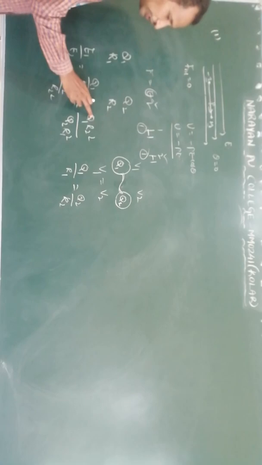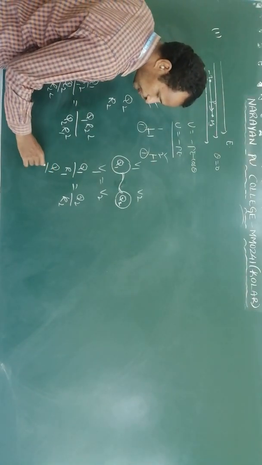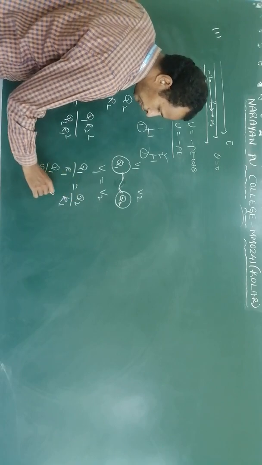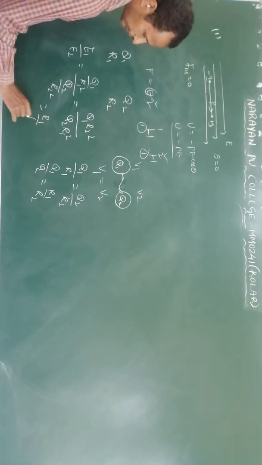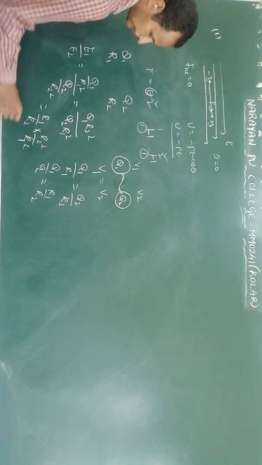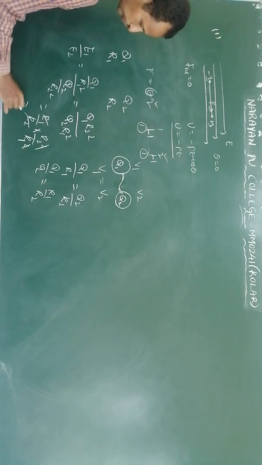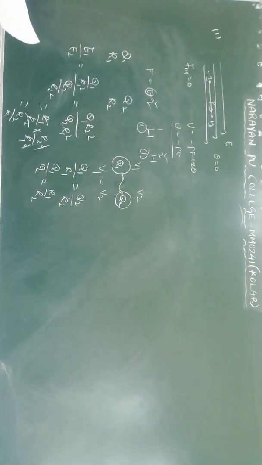Clear? Now from this equation, we eliminate Q1 and Q2. What do you write from this expression? Q1 by Q2 is equal to R1 by R2. Substitute here: R1 by R2 into R2 square by R1 square. One R cancels. So the answer is R2 by R1.